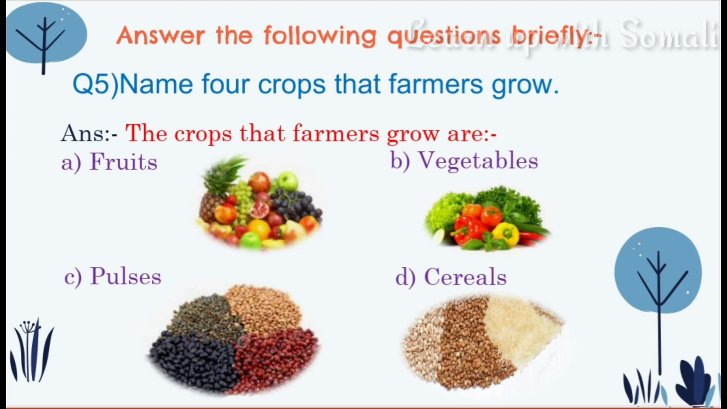Number 5, name 4 crops that farmers grow. The answer is the crops that farmers grow are number A fruits, number B vegetables, number C pulses and number D cereals. Kids, please write the answer of these 4 crops and also draw them in your notebook along with the names.